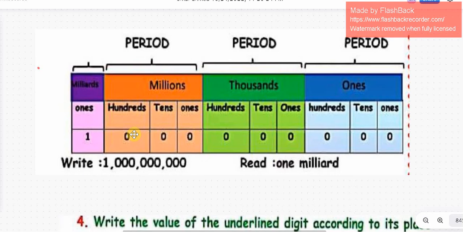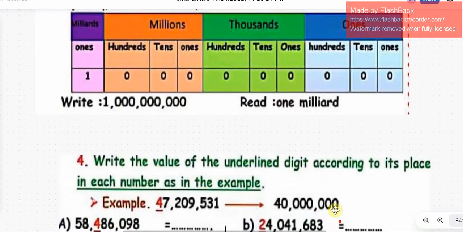Take care. The milliard has 9 zeros in front of it. The million has 6 zeros in front of it. When you find 2 commas in the number, it means that we are in the millions family. When you find 3 commas, it means that we are in the milliard family, okay?